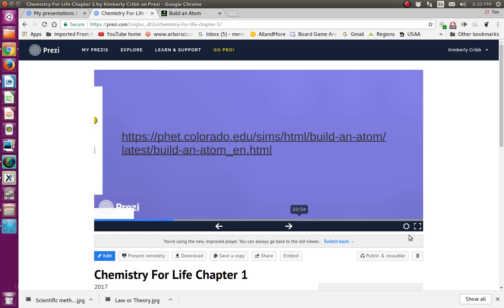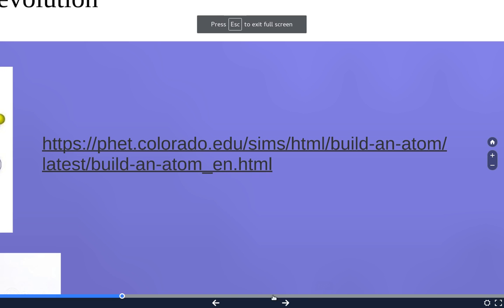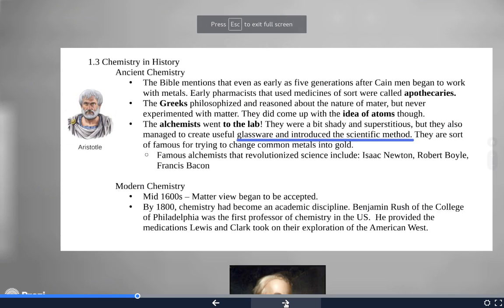Oops, I didn't mean to make it small again. All right, so those are different types of models.